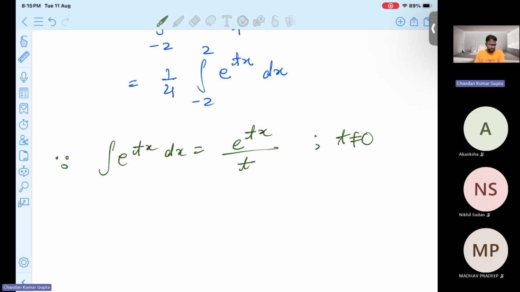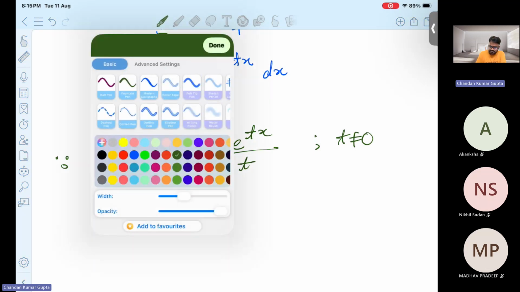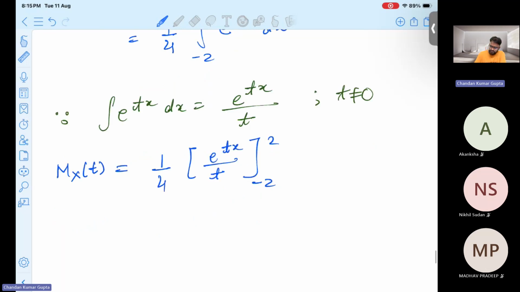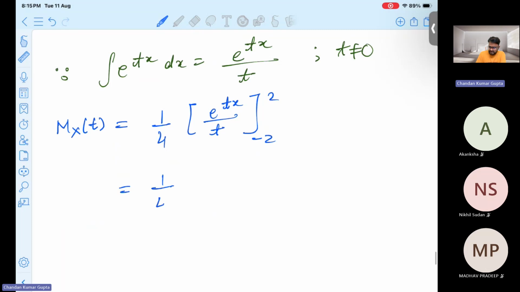So what we are going to do is, this MX(t) is like 1 by 4. It's e to the power tx upon t, e to the power tx upon t, it's minus 2 to. So it comes out to be like 1 by 4t, and it's e to the power 2t minus e to the power minus 2t. Yes, I think you have written it right.